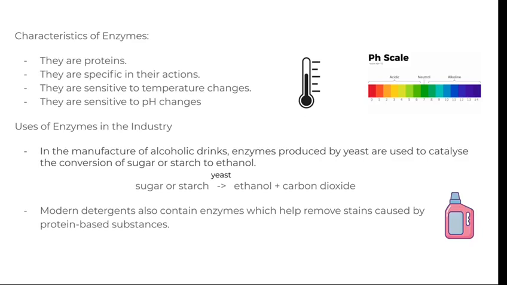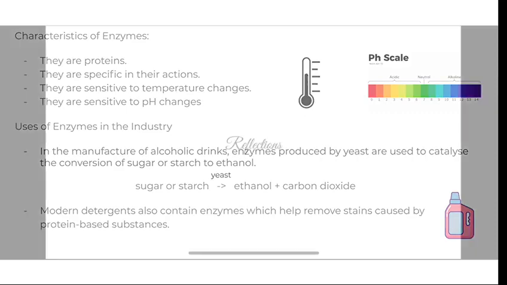Lastly, they are sensitive to pH changes. Most enzymes have a certain range of pH at which they work best. What are the uses of enzymes in industry? Enzymes are important in industry. In the manufacture of alcoholic drinks, enzymes produced by yeast are used to catalyze the conversion of sugar or starch to ethanol. Modern detergents, also known as biological washing powders, contain enzymes. These are very effective in removing stains caused by protein-based substances such as food and blood.